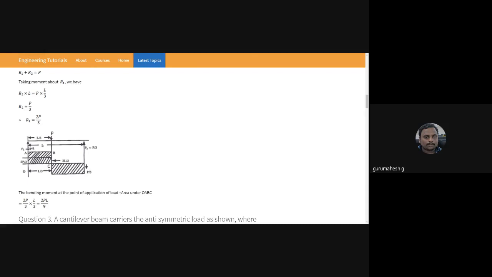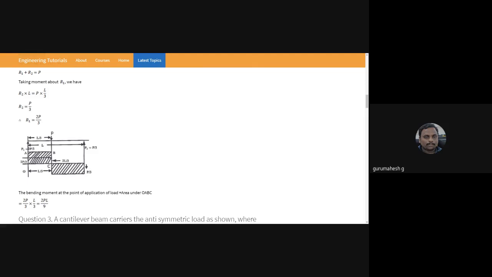So after getting the R1, R2 values from the equations, we will calculate the bending moment. So bending moment at the load point is equal to R1 into L first, minus P into L. By simplifying these two, we will get the answer for that question. That is 2PL by 9. How will we get the 2PL by 9? So how do we get the 9?